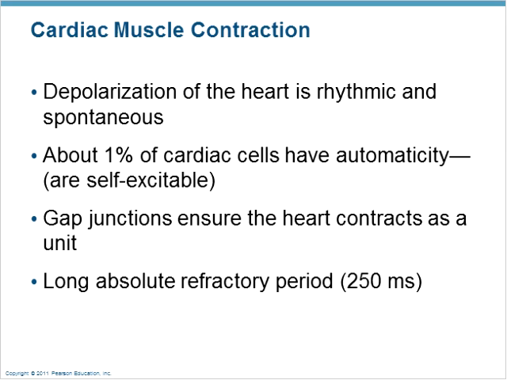Cardiac muscle contraction is really a very rhythmic and systematic and spontaneous sort of process. Depolarization of the heart is done in a very rhythmic sort of way, obviously. About 1% of cardiac muscles actually have automaticity. That is, they self-excite. They can actually cause contraction on their own. The gap junctions ensure the heart contracts as a unit. Now, it doesn't all contract at one time. The atria contract and the ventricles contract. And then there's an absolute refractory period of about 250 microseconds between contractions, so that the heart doesn't have one steady contraction.